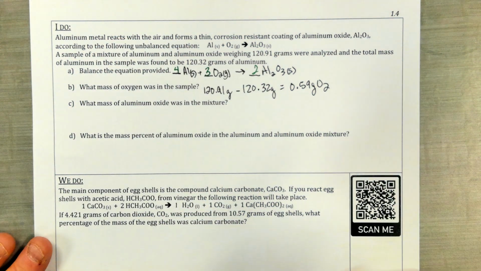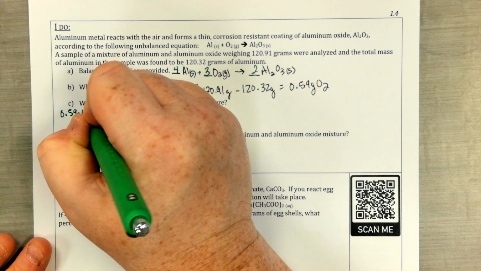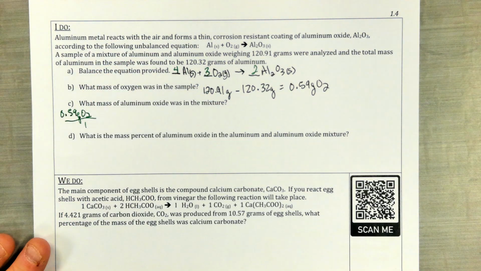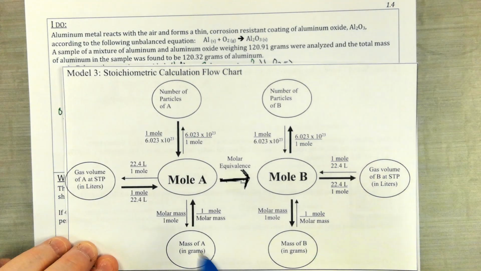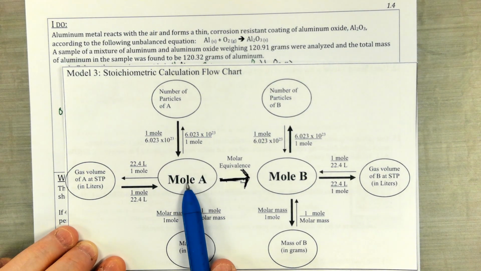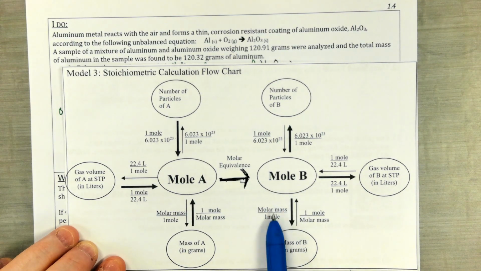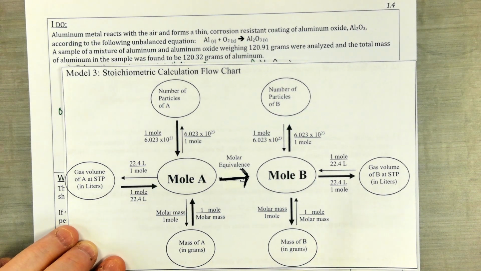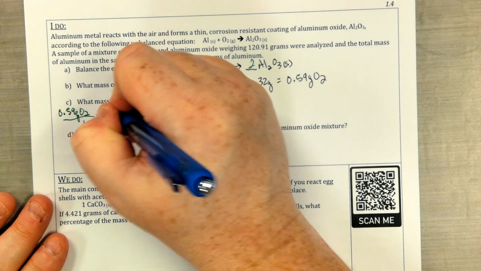So I'm going to use this mass of oxygen as my given over 1. And then I'm going to go from mass of oxygen to mass of aluminum oxide. So I am doing this step. So I'm going to do the molar mass step to get to moles of the given, use the balanced chemical reaction to get to moles of unknown, and then molar mass of the unknown to get to mass of the unknown. Okay. So let me plug those values in.